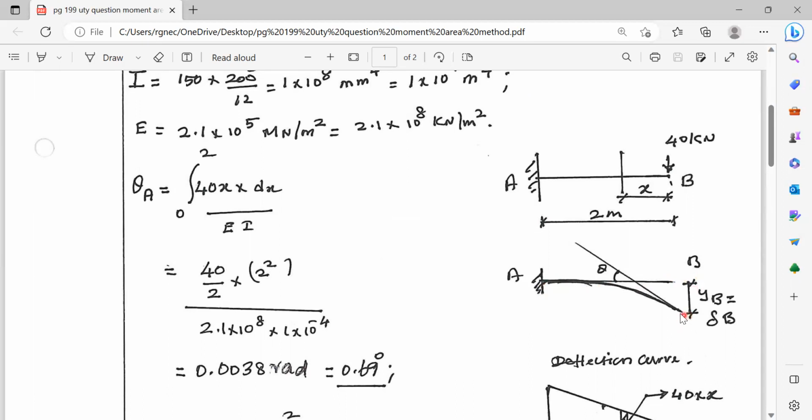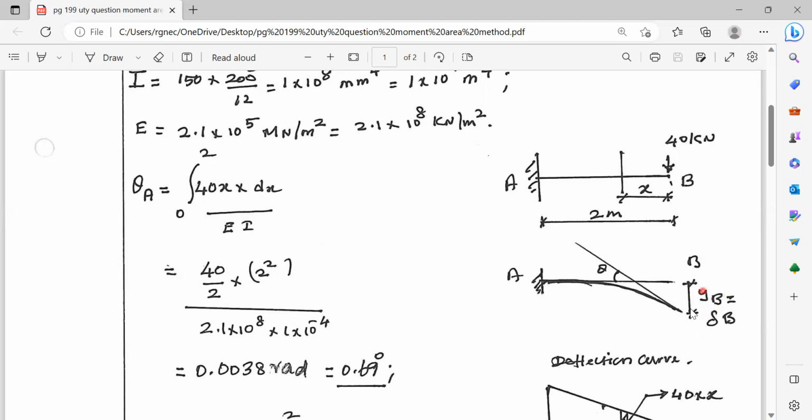And from B, you drop one vertical intercept. This intercept is called YB. This vertical intercept is equal to delta B, which is the deflection at the point B. Why? Because this is purely a vertical intercept dropped from B to the tangent drawn from the point A, which is perfectly horizontal. Therefore, this vertical intercept YB happens to be equal to delta B.